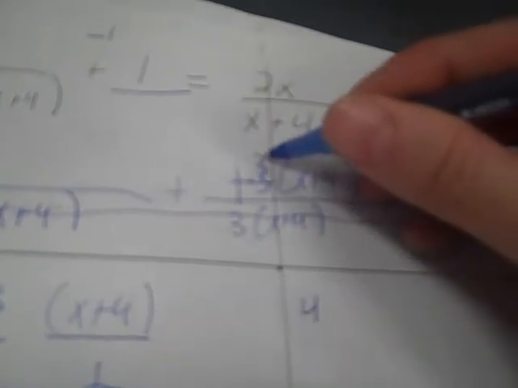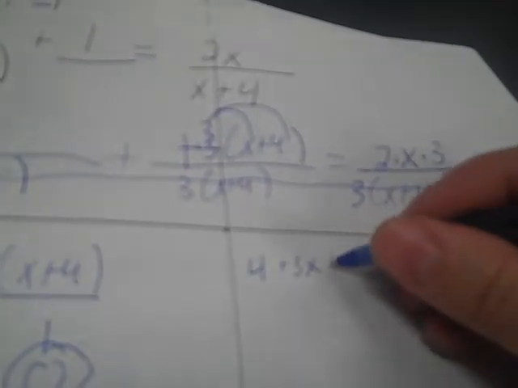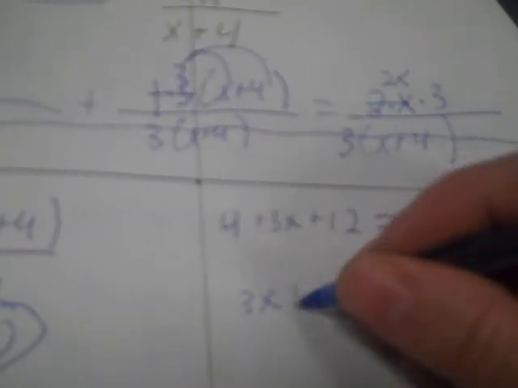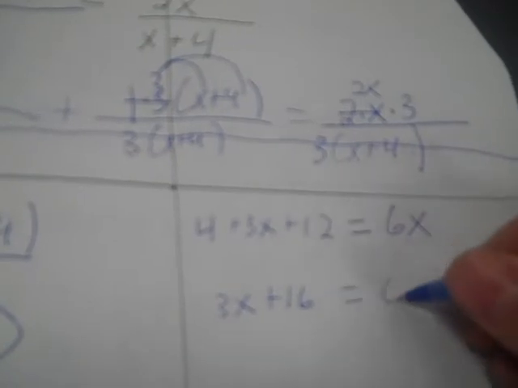So I have 4 here. And here all I do is take 1 times 3, that's 3, and then I distribute 3 to x, which is 3x, and 3 to 4, which is 12. And over on this side, I just take 2 times x would be 2x, and 2x times 3 would be 6x. Okay. Now, you only got one answer because you don't have it to the second power. Now, on this side, you got 3x, and then I put the 4 and 12 together to make 16. And then over here, we got 6x.